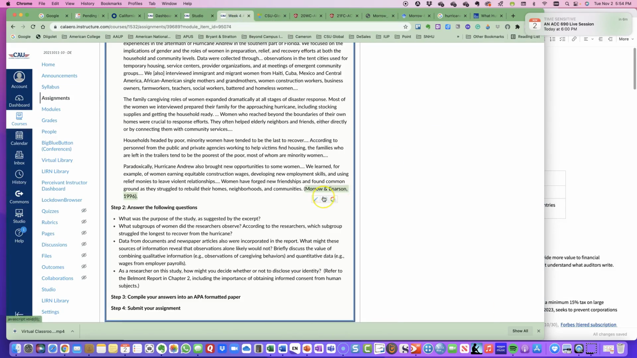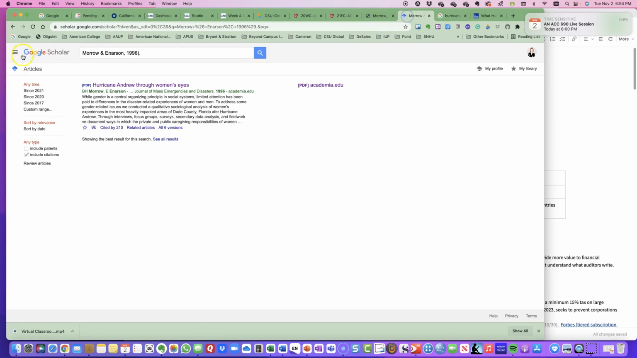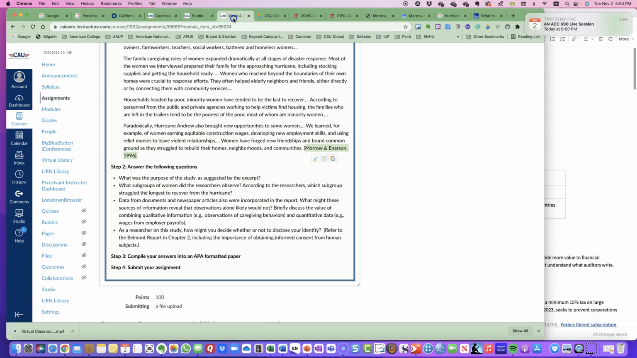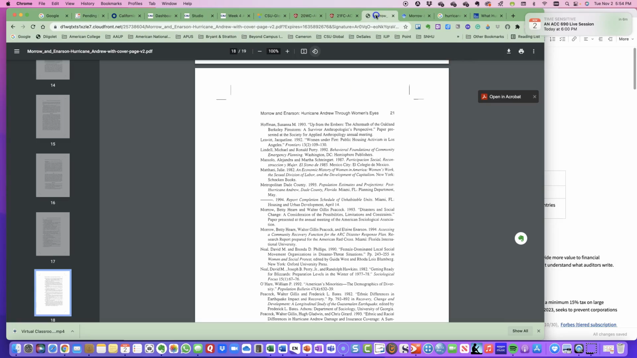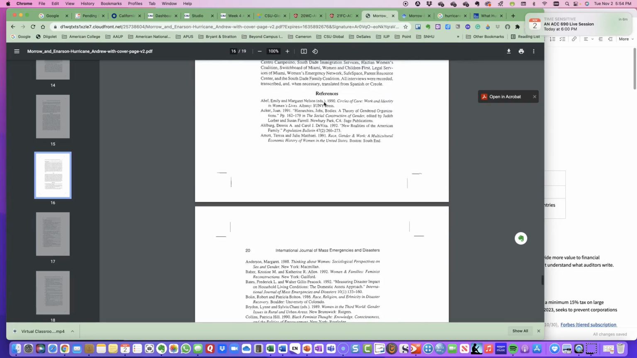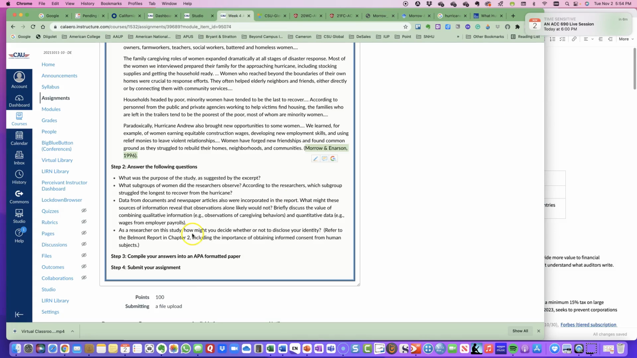So if we go back to our assignment, then you can see what was the purpose of the study as suggested by this excerpt. Or you can just Google, like you see here, I went to Google Scholar, and then I just typed in the citation that we have right here in our assignment, and then you'll go directly to the particular PDF that's available. So you can read it in more of its entirety, and you can actually cite this when you're doing your assignment as well, and that would be helpful.